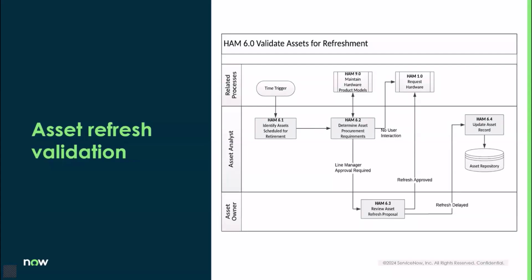No, I'm just kidding. This really is the asset refresh flow, and it's guidance on how you should think about refreshing your assets, right? You really want to be able to identify those assets that are scheduled for retirement or eligible for refresh. Then you want to determine your procurement requirements, and then request that hardware. Again, you do have your standard review and approval process, etc.